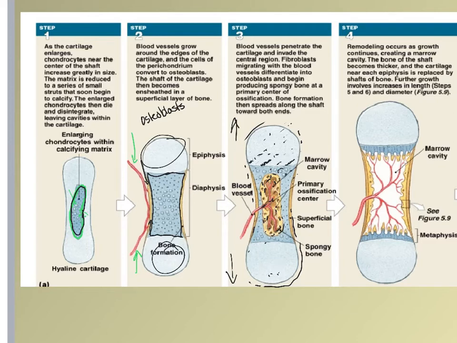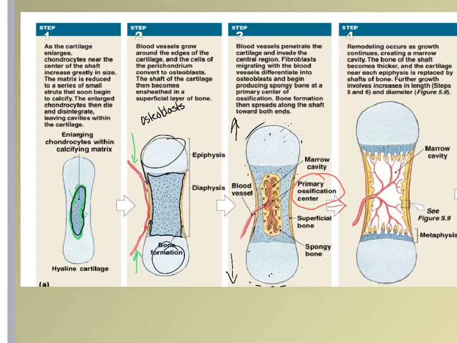Let me just define a term for you. That first area in the center of the shaft where bone is created, that's what we refer to as the primary ossification center. So those blood vessels come in, they bring osteoblasts. Osteoblasts lay down osteoid. The osteoid becomes calcified, and then you get what's called the primary ossification center, the first center of ossification. We can move on over to number 4 right here.